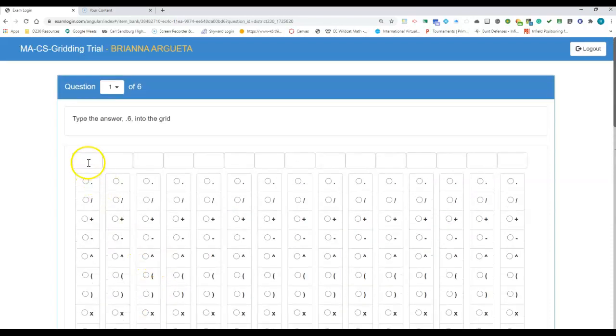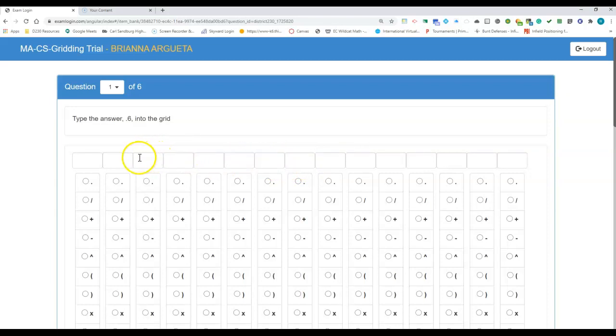Okay. Now, the thing you need to know is you don't have to click on the bubbles to fill this in. You could literally take your answer that's on your paper and just type it in as you see it, and it will grid it automatically.